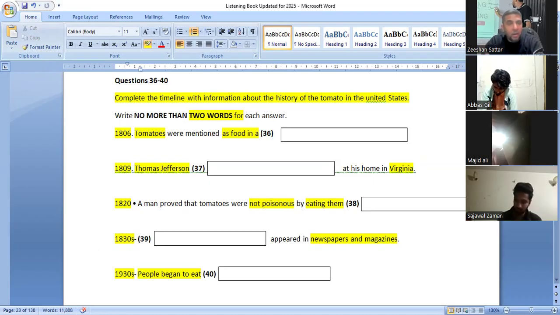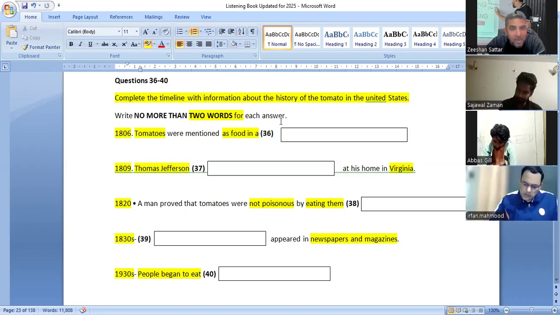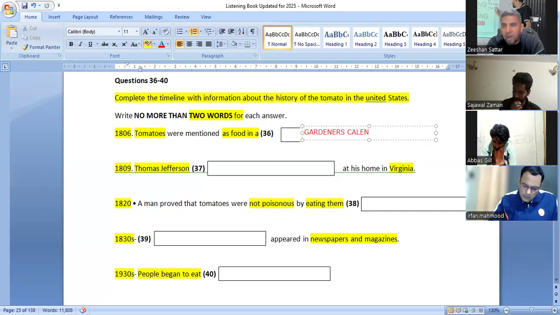Okay, so now, what is the answer? Gardener's calendar. What would be the spelling of calendar? Gardener's, G-A-R-D-E-N-E-R apostrophe S. Gardener's Calendar is the name of a newspaper, so the S will come. So Gardener's Calendar is the answer given by the recording.